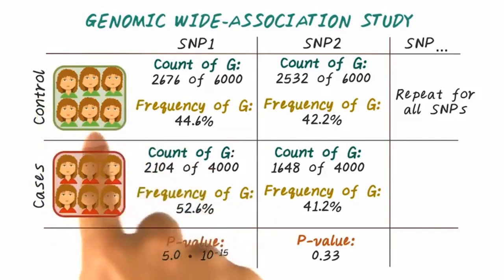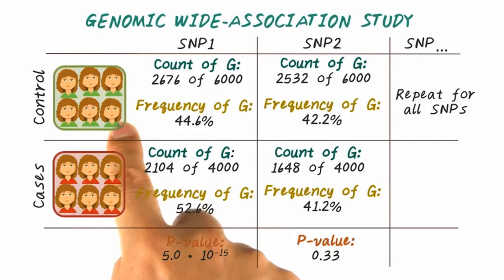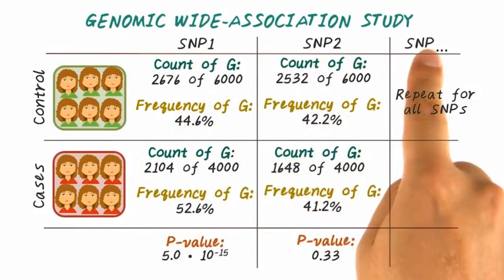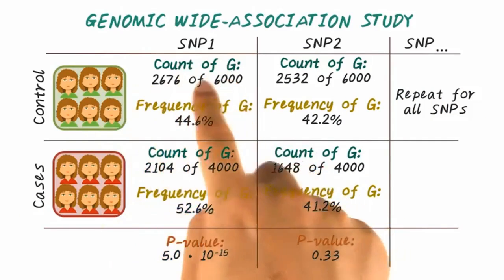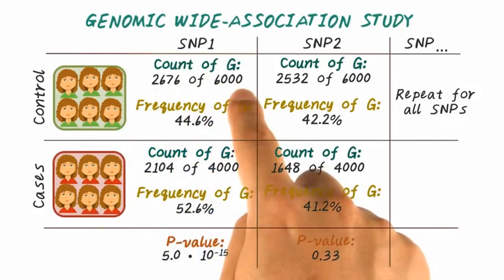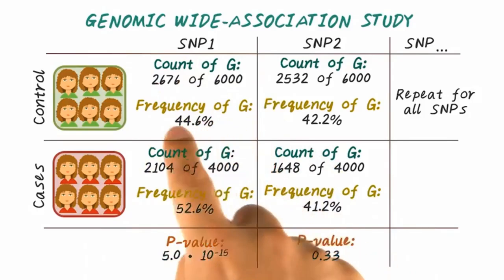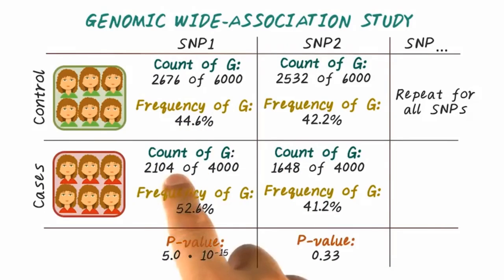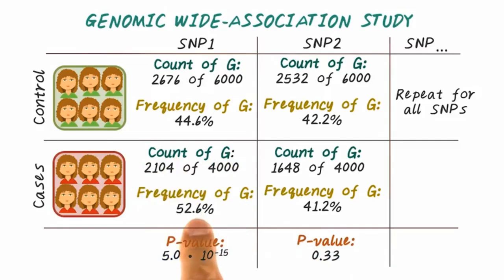Here's an example showing more details on how the GWAS is computed. We first identify the cases and controls. That is, the people with the disease phenotype and the people without the disease phenotype. In this case, we have 4,000 patients with the disease phenotype and 6,000 patients without the disease phenotype. Then we iterate over all the SNPs to compare the relevant frequencies. For instance, for SNP1 in the control group, we have 2,676 out of 6,000 with the corresponding variation G at this location, and the frequency of G in this case is 44.6%. In the case group, we have 2,104 out of 4,000 with the corresponding variation G at this location. So, the frequency is 52.6%.